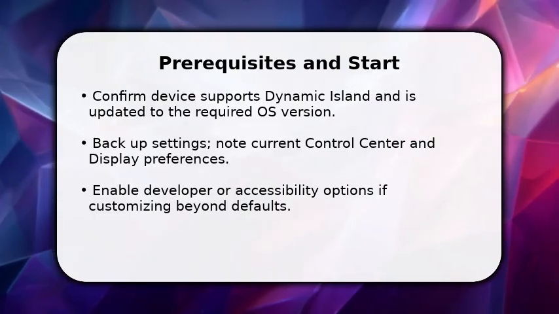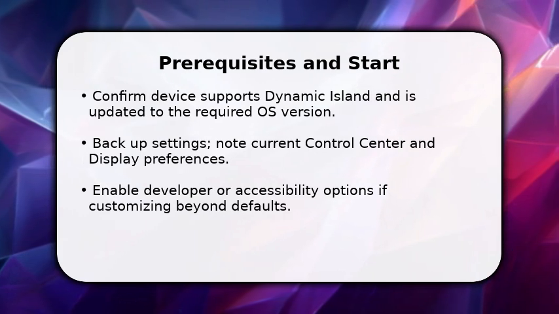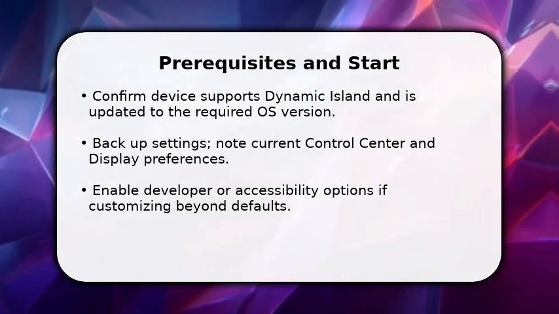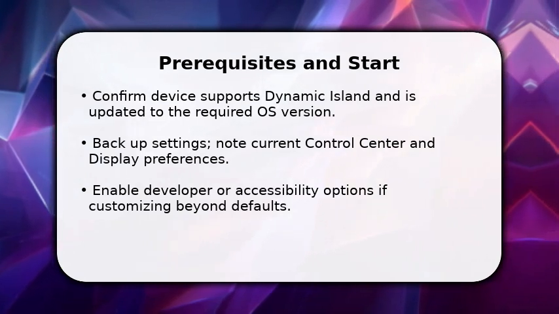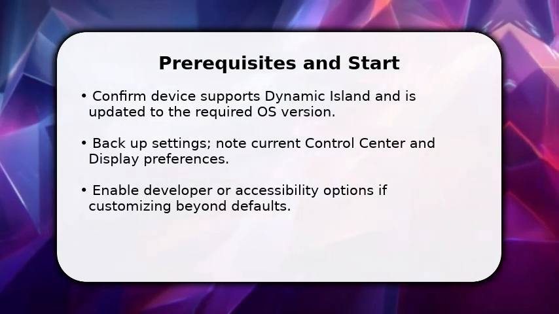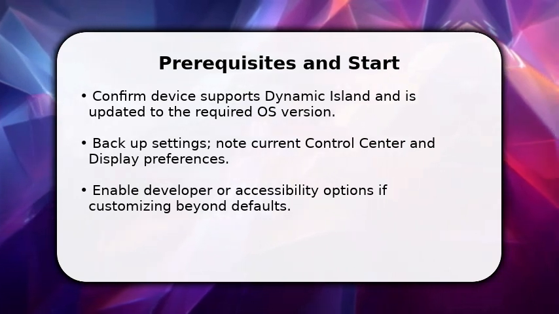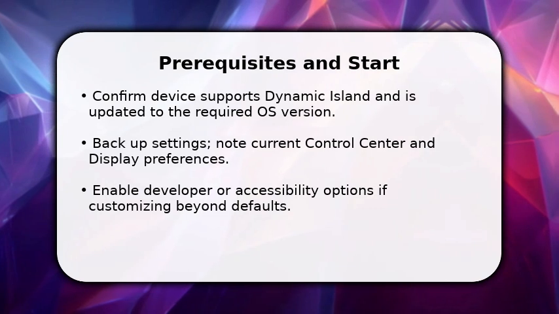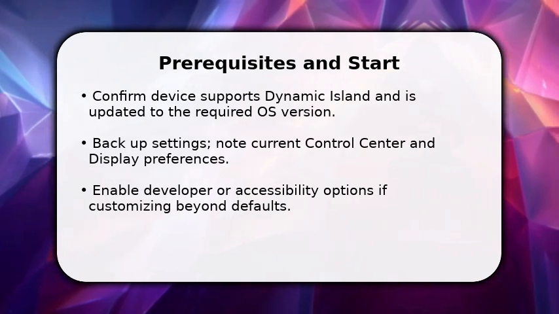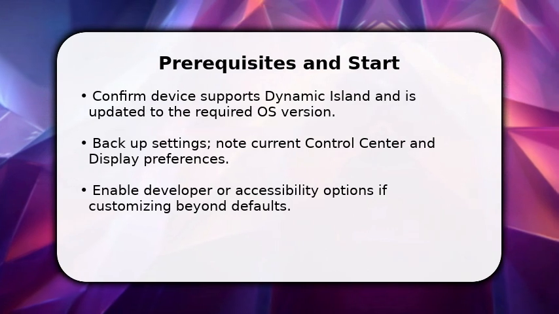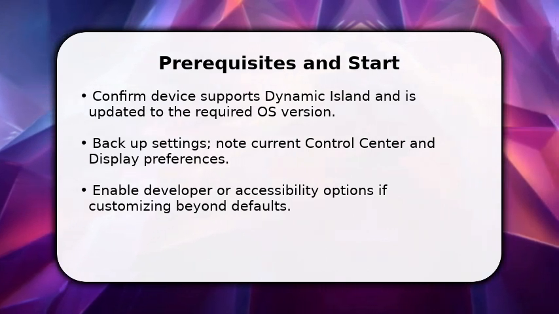You begin by confirming your device supports Dynamic Island and installing any OS updates. Once done, back up your settings so you can restore quickly if needed. Next, open Settings and navigate to Display and Control Center. Make sure permissions are granted for notifications and live activities. If you plan deeper customization, enable developer or accessibility options now, because those unlock additional toggles.